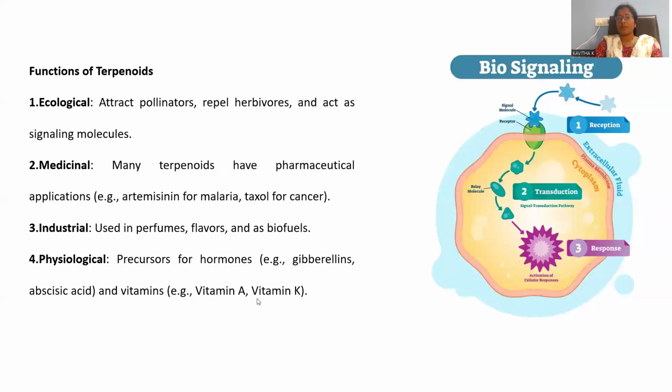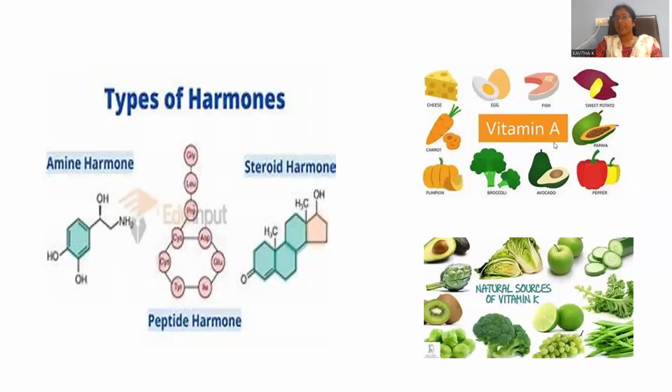These kinds of hormones can be synthesized starting from what? Terpenoids, right? Then vitamin A. Vitamin A is available in whatever things are mentioned over here; all these are the starting materials, sources of vitamin A. It is very essential for eyesight, right? This vitamin A is also synthesized starting from beta carotene, which is a terpenoid material.